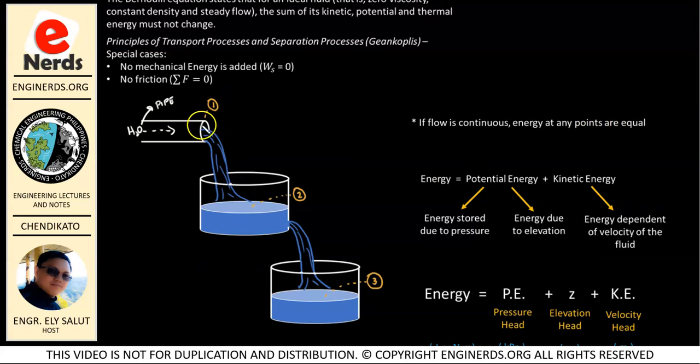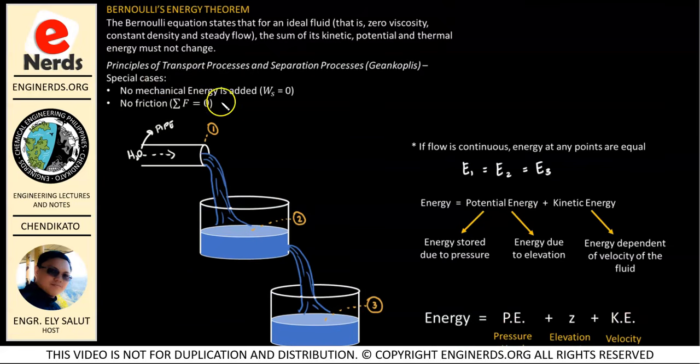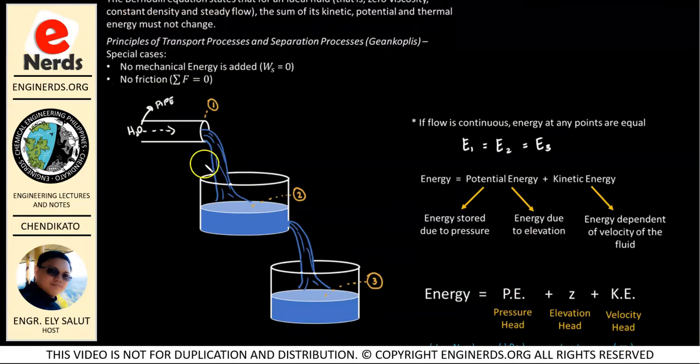So, let's say we have point 1, point 2, and point 3 here. So, if energy is equal at any point, provided that we have a continuous flow, so that means our energy at point 1 is equal to energy at point 2, and is also equal to energy at point 3. So, basically, yan ang sinasabi ng Bernoulli's energy theorem. So, madali lang siya matandaan, no? As long as we have a continuous flow, and it meets these special conditions or cases, our energy at any given point are equal.